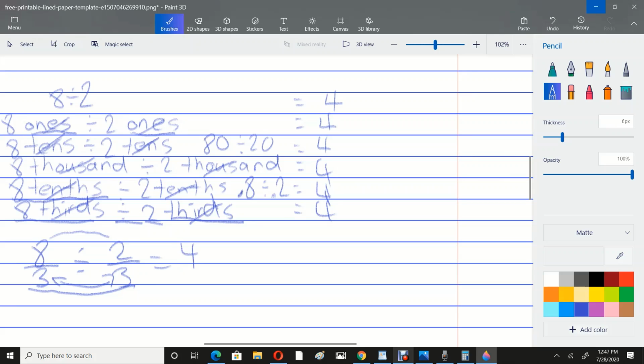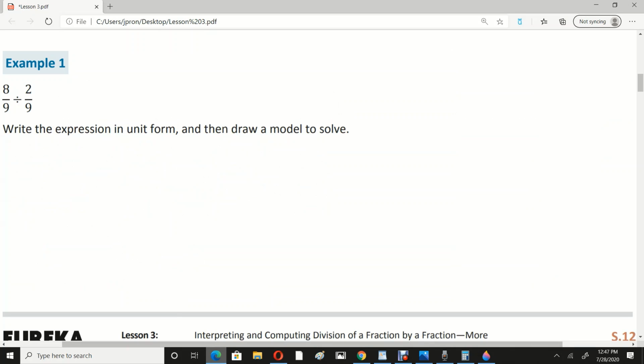All right, so now that we have a little cheat code here, let's go back to our example 1. And we see we have 8 ninths divided by 2 ninths. Well, we already kind of learned a little cheat code here, didn't we? We know that since they share the same unit, they share the same denominator. We kind of ignore that and just divide the numerators. 8 divided by 2 is 4.